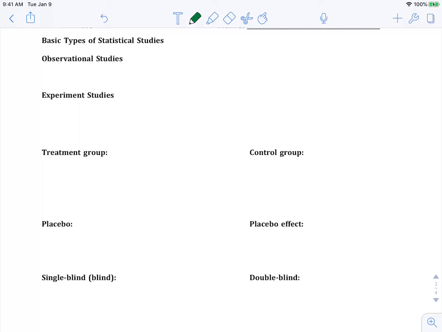Okay, so the first study we'll talk about is observational. And in this study, no treatment is given. So that might be just, I'm just observing, right? I am just observing how people are sleeping throughout the night. I'm not introducing anything else. I just want to sit back and watch and make some observations.